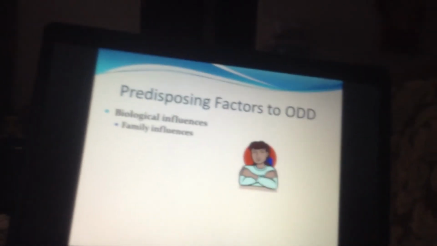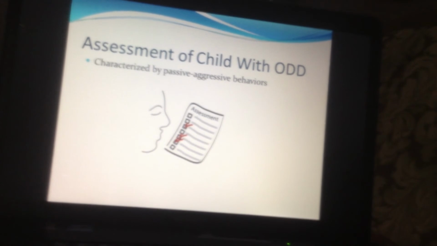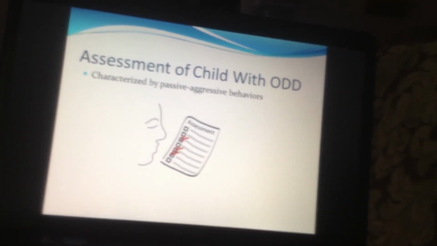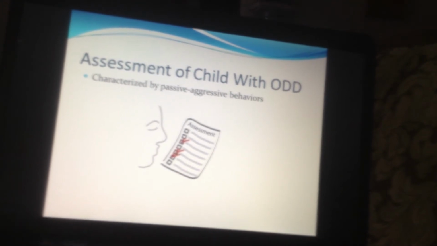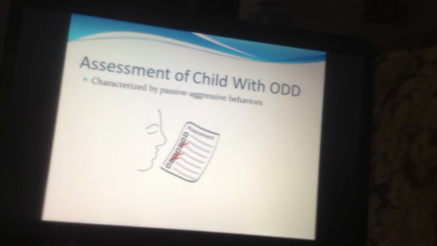The assessment of these kids would tell you that they have a lot of passive aggressive behavior. So they may be very stubborn, disobedient, negative. They may test their limits a lot. They may be resistant to directions. They want to avoid school, and they may not want to listen to what other people want to say about them.